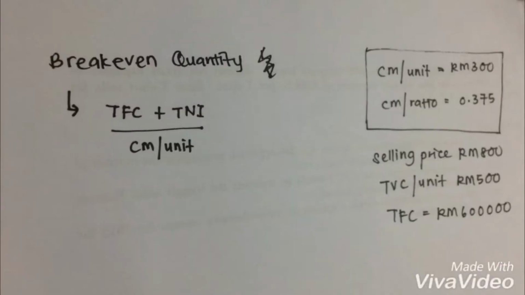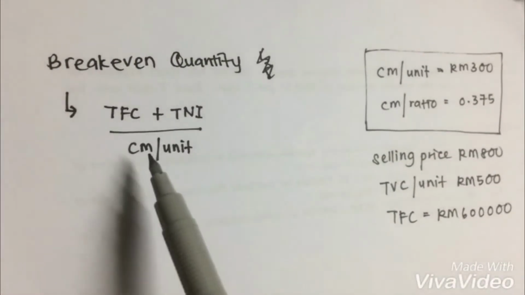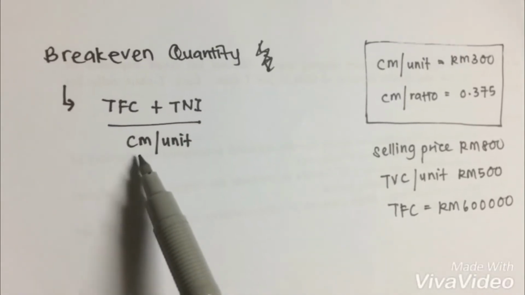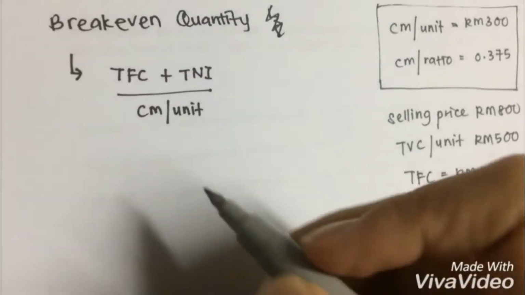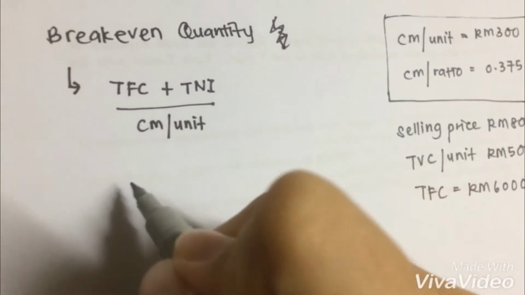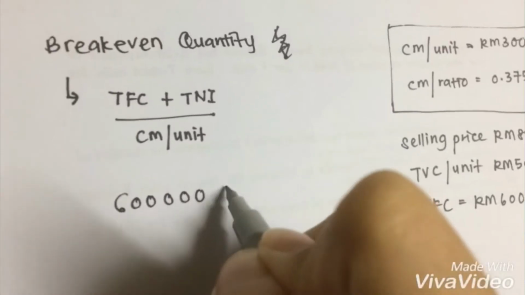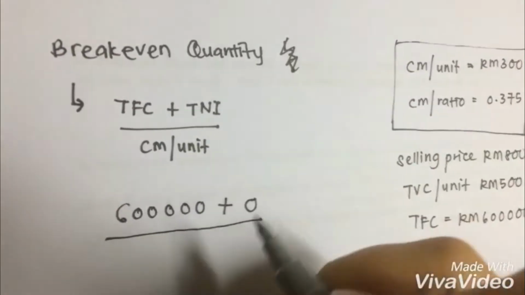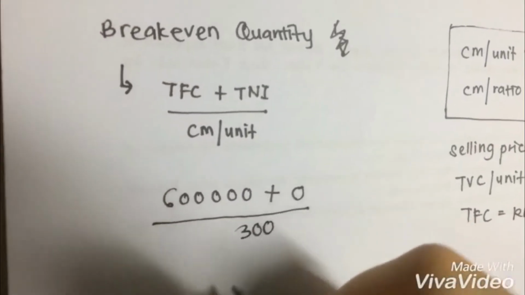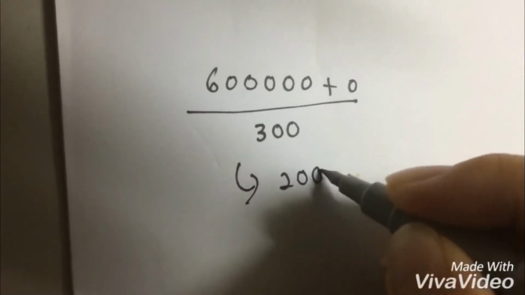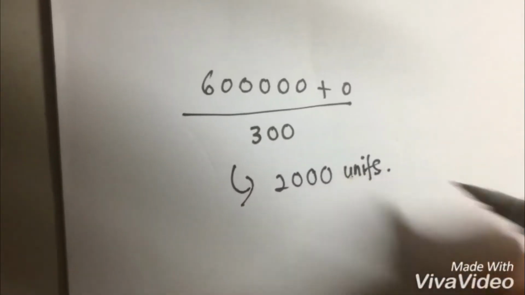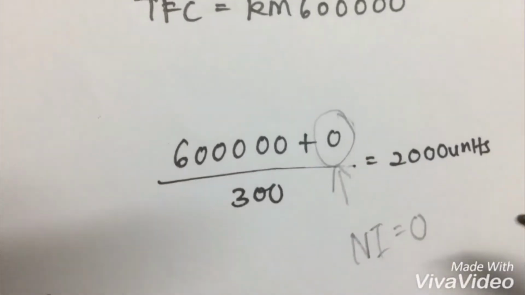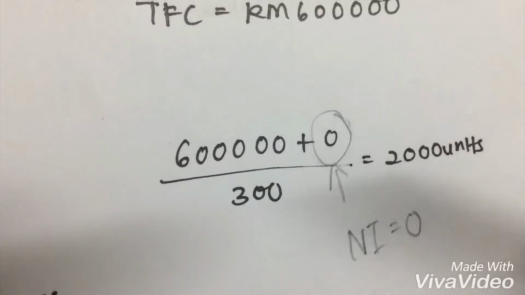To calculate the break-even quantity, we have to use this formula, which is total fixed cost plus target net income over our contribution margin per unit. Our total fixed cost is 600,000, and our target net income is 0, over our contribution margin per unit, which is 300 ringgit, and you will get 2,000 units. Why do we have to add this 0? Because our net income is equal to 0 when there is the break-even quantity or break-even sales.